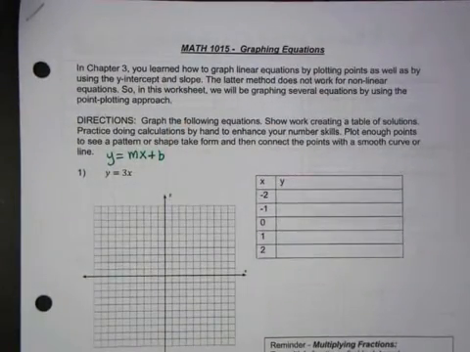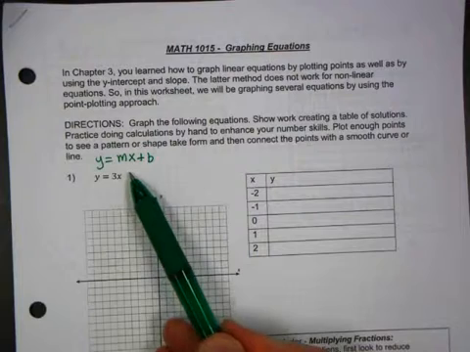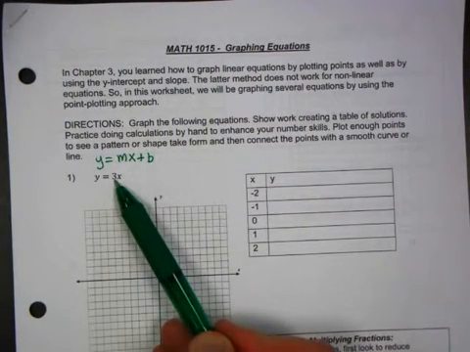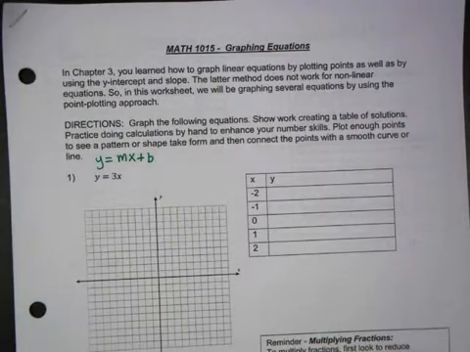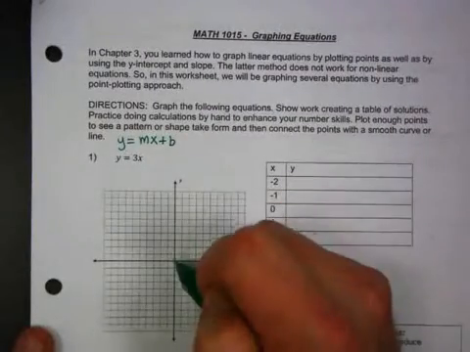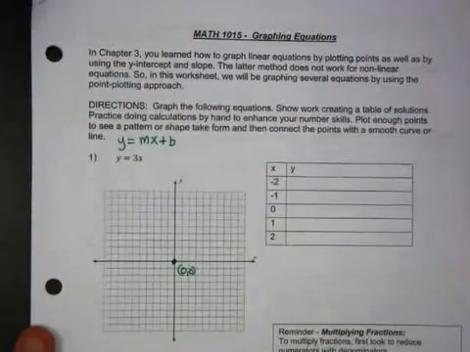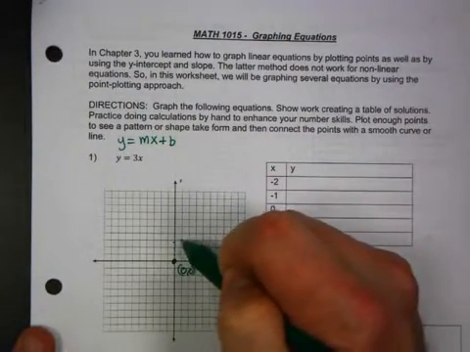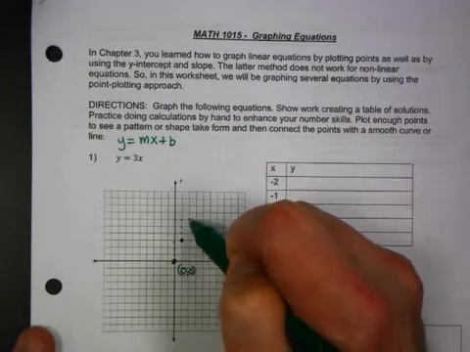In this case, what's our b number? 0. There's no number written out here, is there? There's no number, so our b number is 0, which tells us our y-intercept is 0, 0, and our slope is 3 over 1. So we know how to draw this one quickly, don't we? Our intercept is 0, 0. Up 3 over 1.